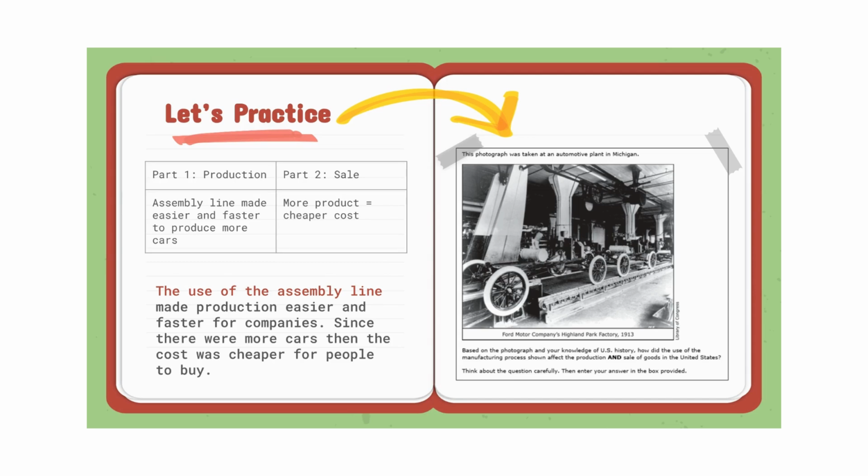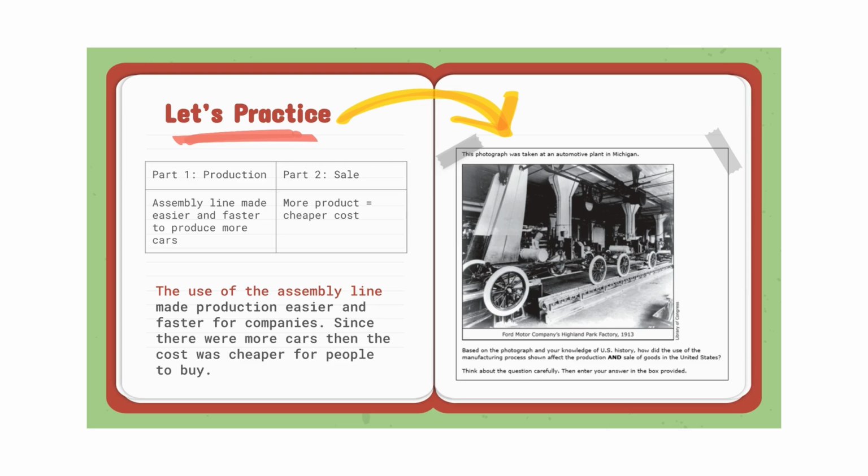Now let's move down the TLC chart. Since we know the 2 parts are production and sale, we will record that at the top. Part 1 is production, and Part 2 is sale. Now take a moment to pause and record your thoughts about how the process in the photograph affected these 2 components of the automobile industry.